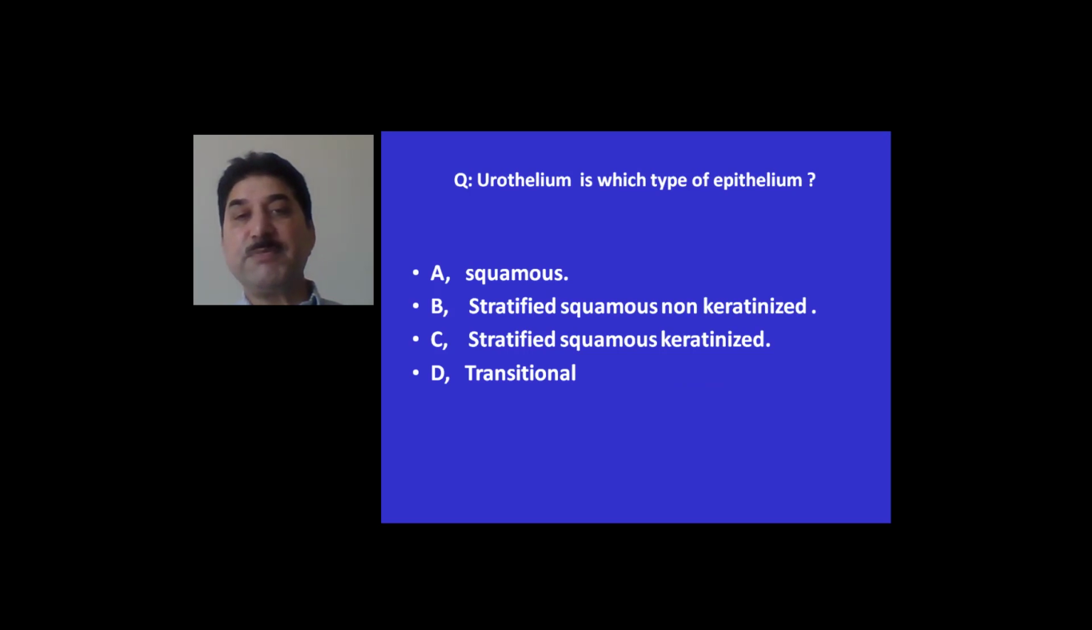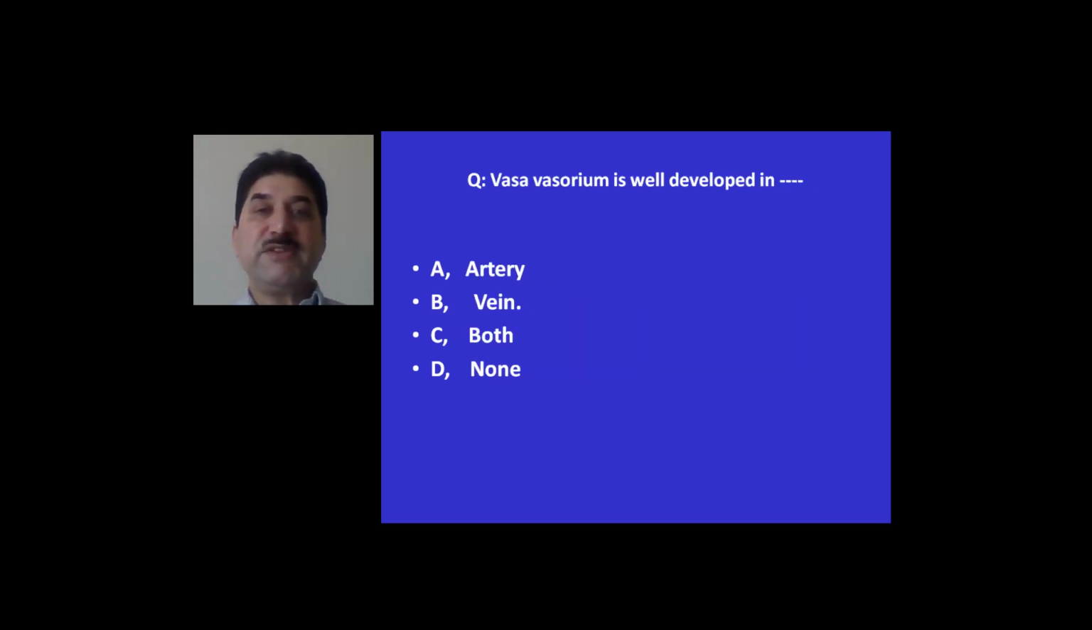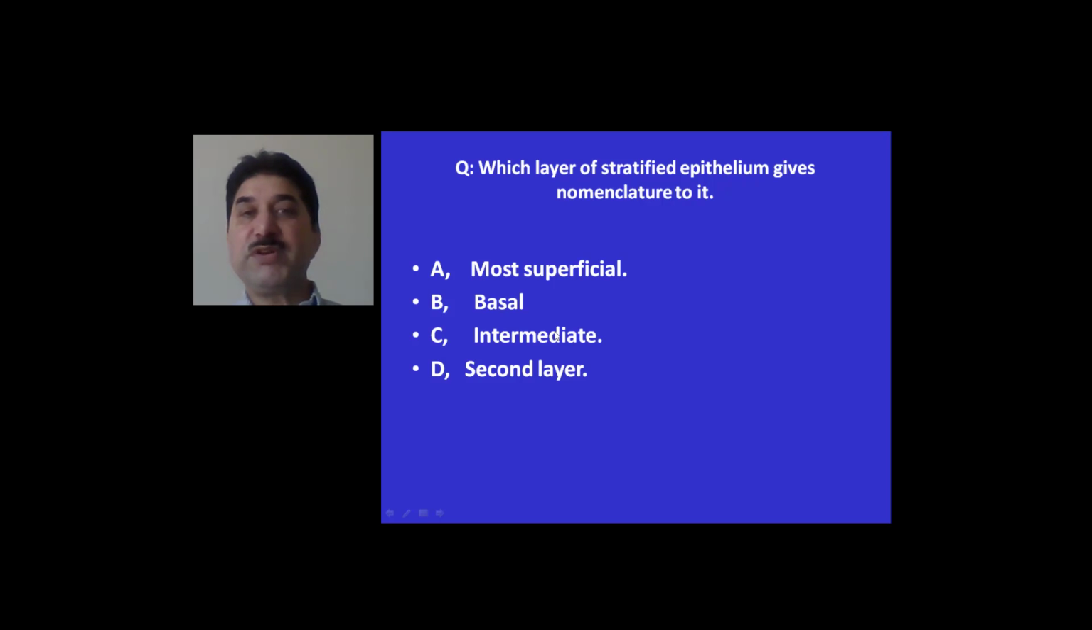Urothelium is which type of epithelium? Squamous, stratified squamous non-keratinized, stratified squamous keratinized, transitional. The correct option is D. Urothelium is also called the transitional epithelium. Vasa vasorum is well developed in artery, vein, both, none. It is well developed in the vein than arteries as already explained.